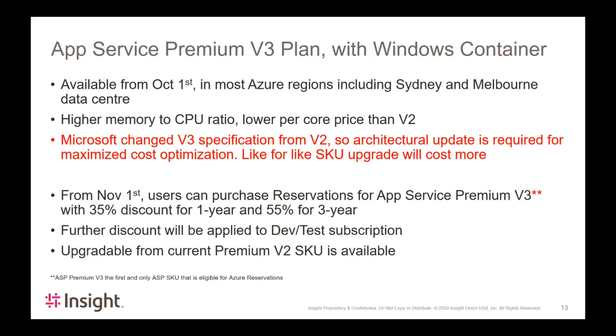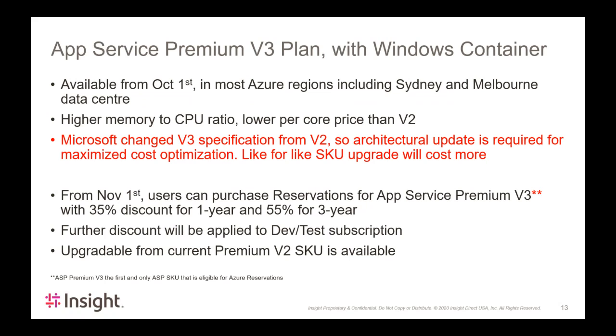Okay, I'll show you later. Microsoft changed the v3 specification from v2, so an architectural update might be required to maximize your cost optimization. I'll tell you why. A like-for-like SKU update might not be cost-effective if you use pay-as-you-go, or if you don't have the discount on certain SKUs.